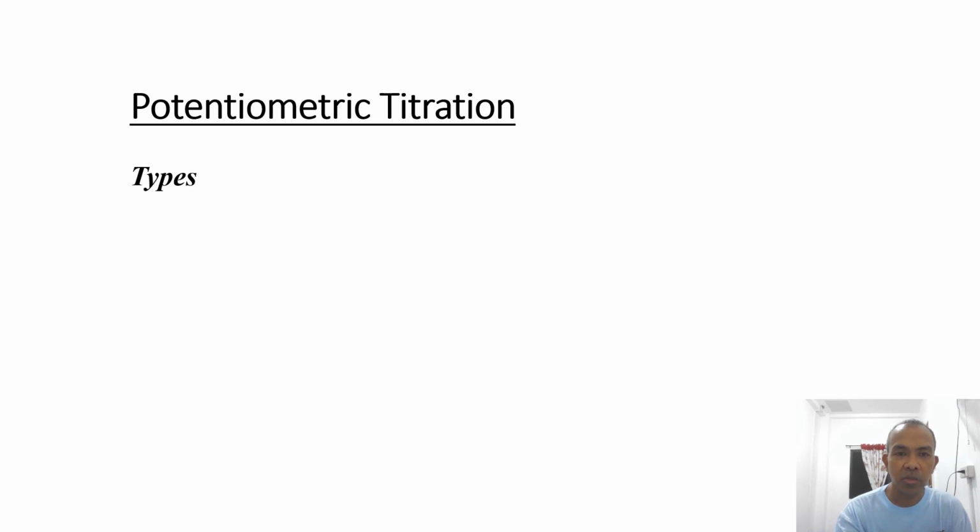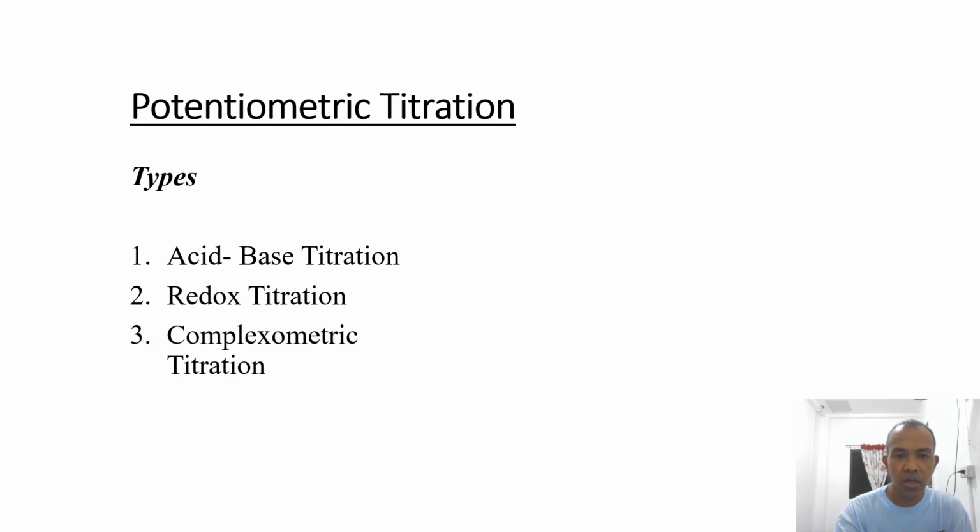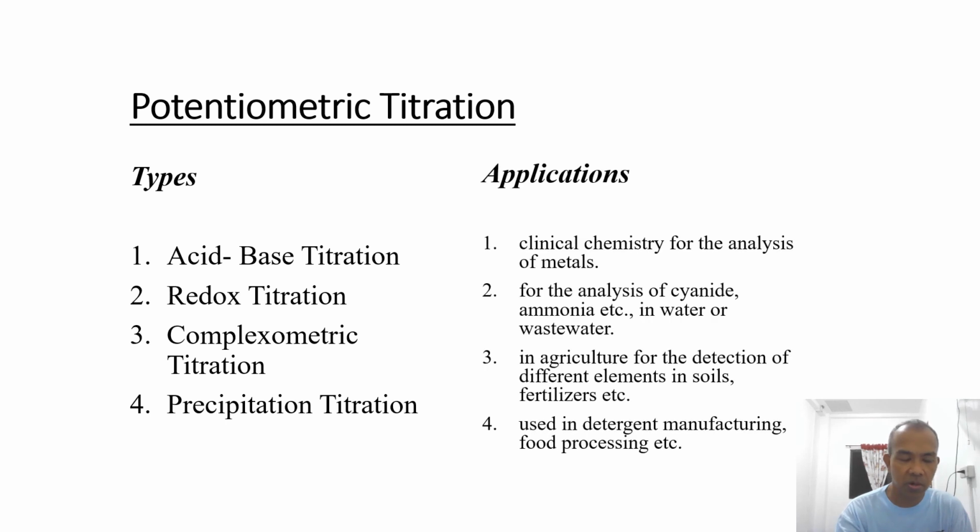The types of potentiometric titration: acid-base, redox titration, complexometric titration, and precipitation. And its applications are in clinical chemistry for the analysis of metals, and for the analysis of cyanide and ammonia in water or wastewater; in agriculture for the detection of different elements in soils and fertilizer. It is also used in detergent manufacturing, food processing, etc.